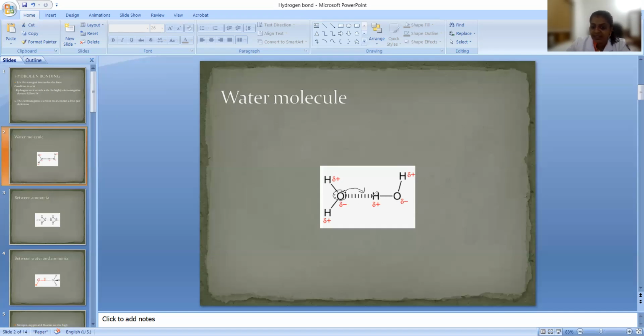These lines indicate the hydrogen bond. So first, oxygen is highly electronegative, so there will be a charge separation between the hydrogen and oxygen. Oxygen gets a partial negative charge and hydrogen gets a partial positive charge. The lone pair of electrons will be shared with the partially positive hydrogen, and it will form a hydrogen bond. It is the strongest intermolecular force. Now, let us see the next case.